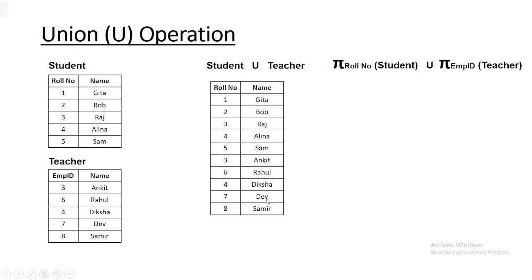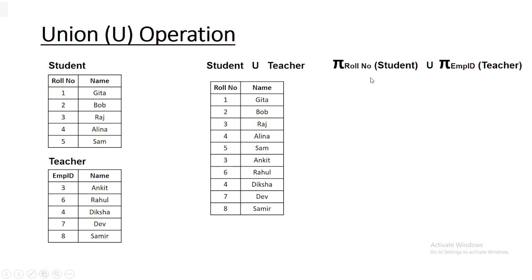If you go further, now I am taking only the roll number of student and the employee ID of the teacher relation. Note here that both attributes have the same type, the same domain, which is of type number, and we are performing union of that. The projection operator is basically separating the roll number column from the student and the employee ID column from the teacher, which we have seen in the last video.